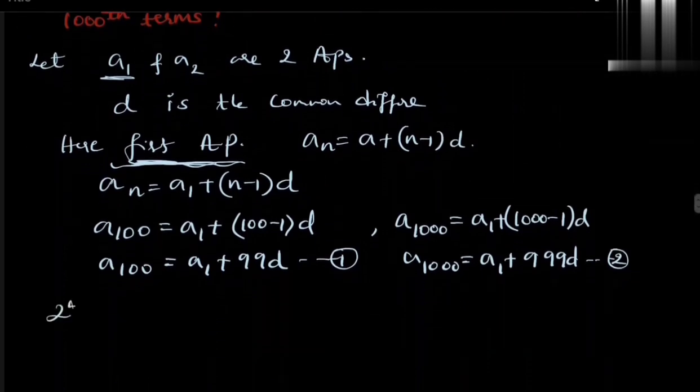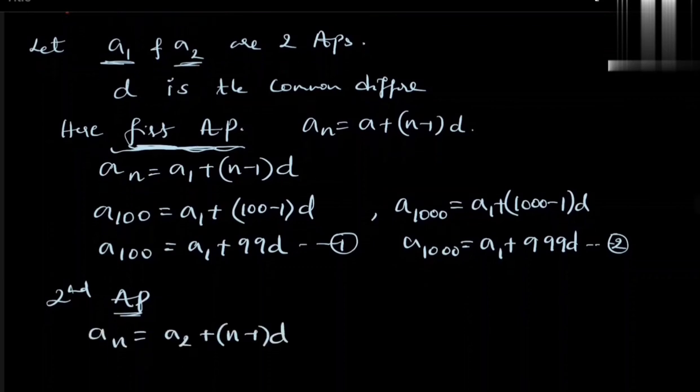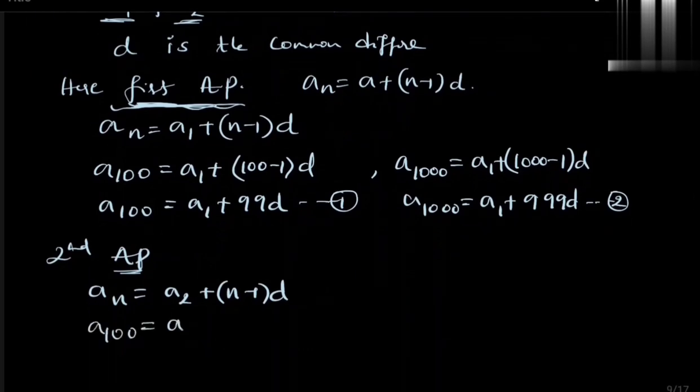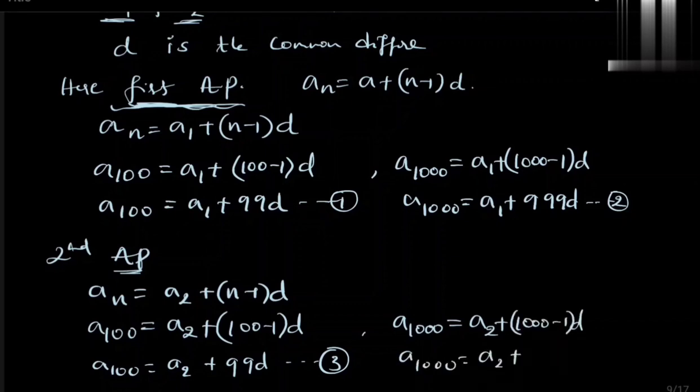So next for the second AP, that is for A2, an is equal to A2 plus n minus 1 into D. So for the 100th term, A100 is equal to A2 plus 100 minus 1 D, that is A100 is equal to A2 plus 99D. So call it equation 3. So again for the 1000th term, A1000 is equal to A2 plus 1000 minus 1 into D. So A1000 is equal to A2 plus 999D. So this is equation 4.